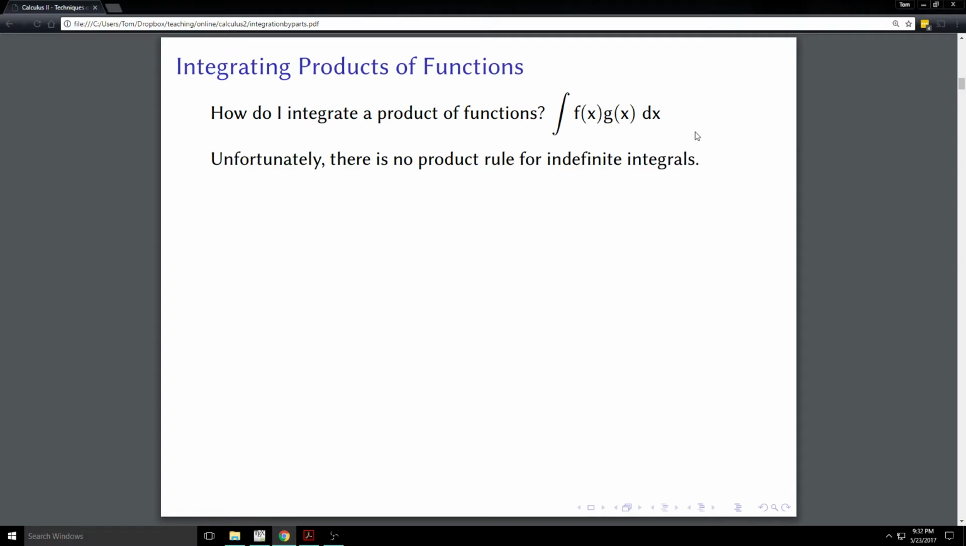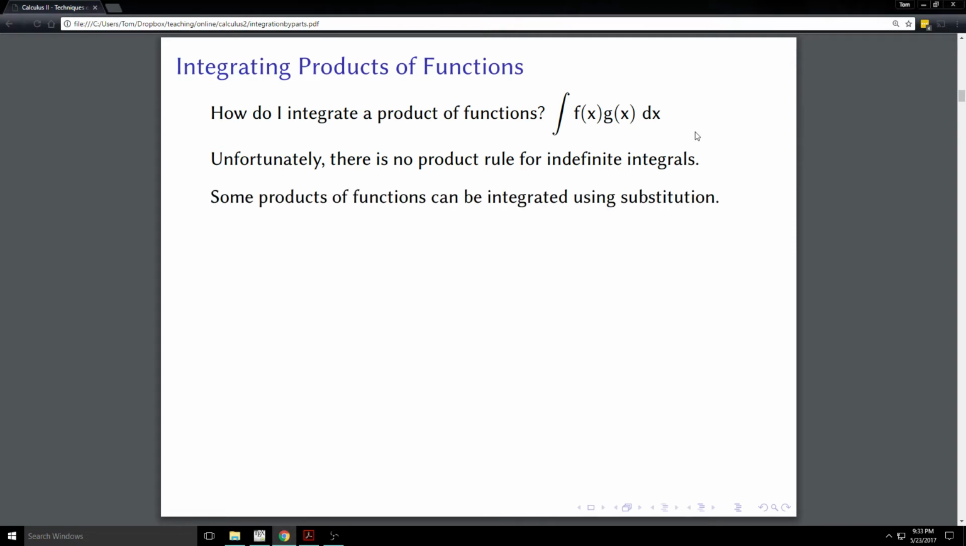Unfortunately, there is no product rule for indefinite integrals. Unlike with derivatives, if I have a function that is a product of two functions, the product rule will handle taking the derivative, as long as I know how to take the derivatives of each of the individual parts. But there is no single rule like that for indefinite integrals. So let's take a look at a couple of examples before we get to integration by parts to illustrate what I'm talking about.